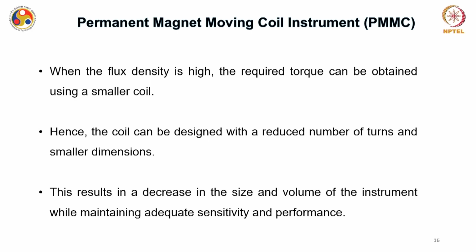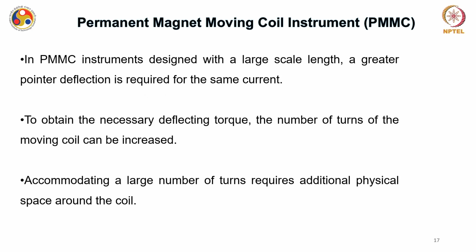In PMMC instruments which are designed with a larger scale length, a greater pointer deflection is required for the same current. To obtain the necessary deflection torque, the number of turns of the moving coil can be increased, and accommodating a large number of turns requires additional physical space around the coil, because this coil is moving through this air gap, and this gap is very narrow, like 1.5 mm or so. When you are increasing the number of turns, please note that this is coming from this.